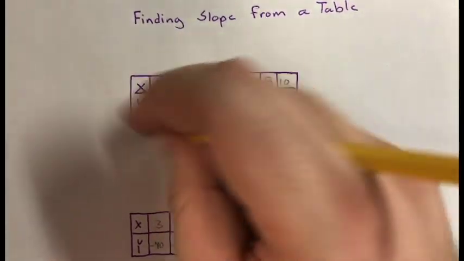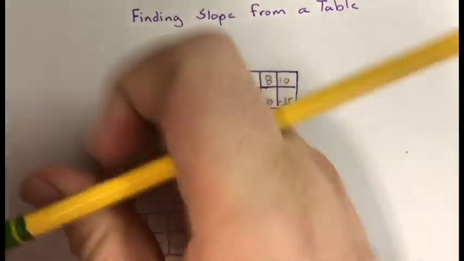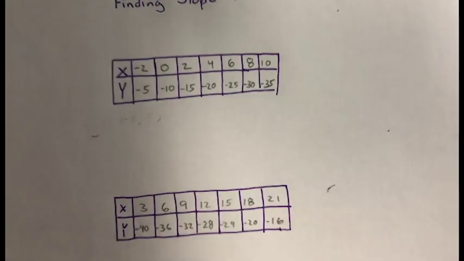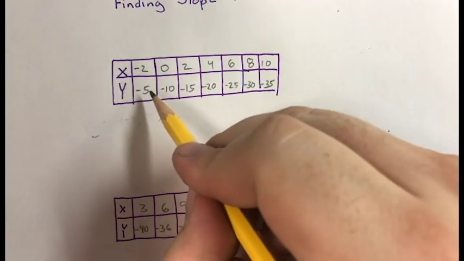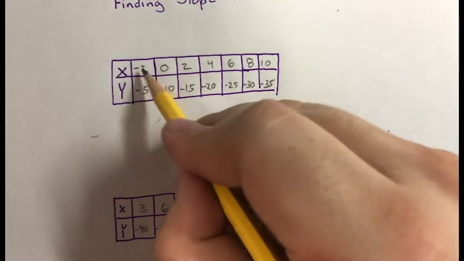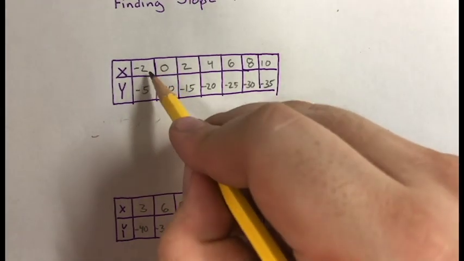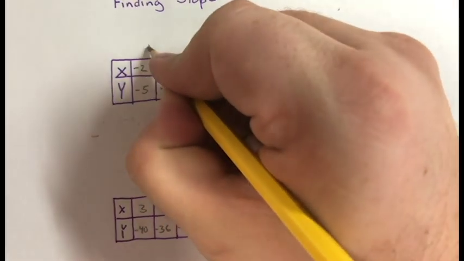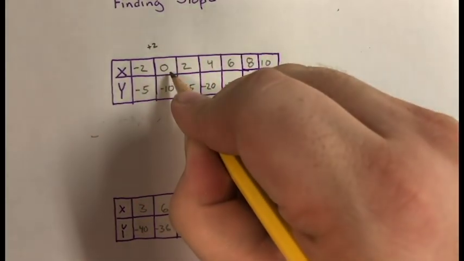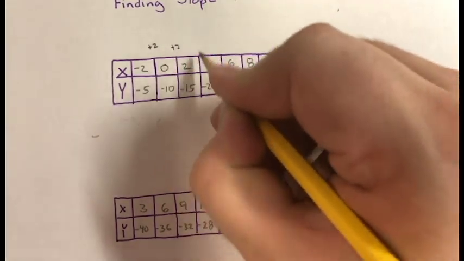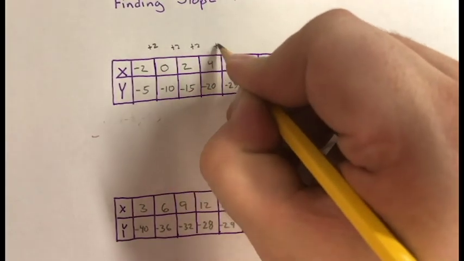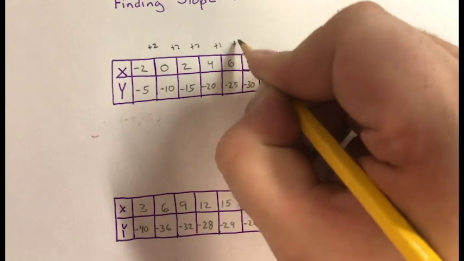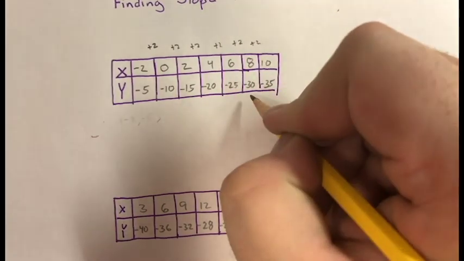The first thing I would suggest is you need to remember what slope is. It's a change in y over a change in x. It's your rise over your run. So let's just look at what's happening here. So let's look at the change in x first. What did I do to go from -2 to 0? Well, I added 2. What did I do from 0 to 2? I added 2. And then I added another 2. Then I added another 2. Then from 6 to 8, I added another. And then another.